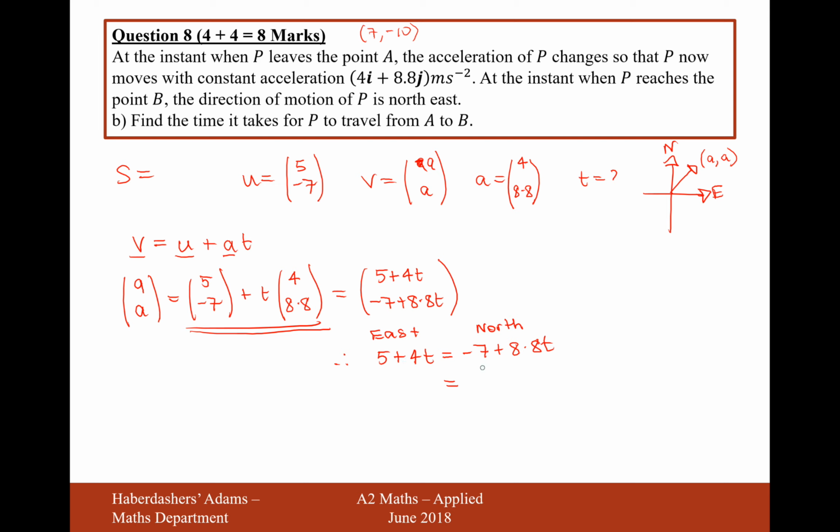If I now subtract 4t from the right-hand side, that's going to be 4.8t. Add the 7 onto the other side and you get 12. Divide 12 by 4.8, which is 2.5. So t equals 5 over 2. Now I was thinking we may have to subtract 2 because of the 2 seconds from before, but no, I think it's just 2.5 seconds as our answer for this question.